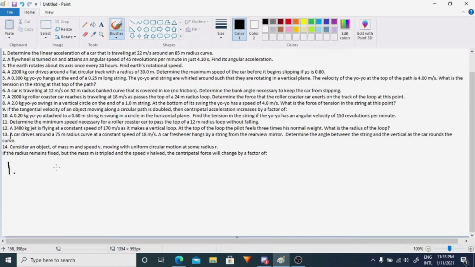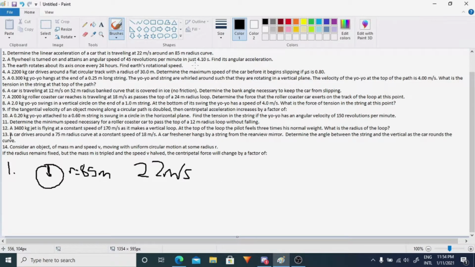Question 1. Determine the linear acceleration of a car that is traveling at 22 meters per second around an 85 meter radius curve. So if I draw a little picture, we know that the radius, that length, is 85 meters. We know the speed is 22 meters per second.